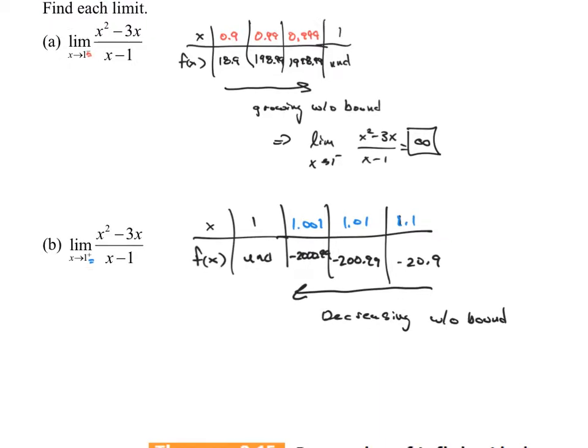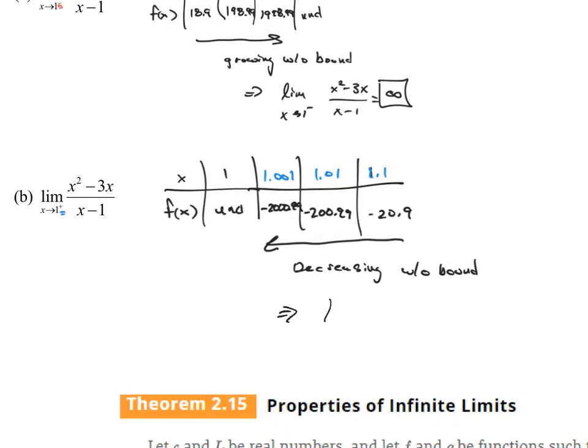Because it's decreasing without bound, I can officially say the limit as x approaches 1 from the right of x squared minus 3x all over x minus 1 is equal to negative infinity. Again, this does not mean the limit exists. Technically, the limit does not exist, but it approaches negative infinity. And if this were on the test, I do not want you to write DNE. I want you to write negative infinity. I know that the limit doesn't exist, but you can still tell me the behavior, and that's the point of the problem, to tell me the behavior of the function or the graph.